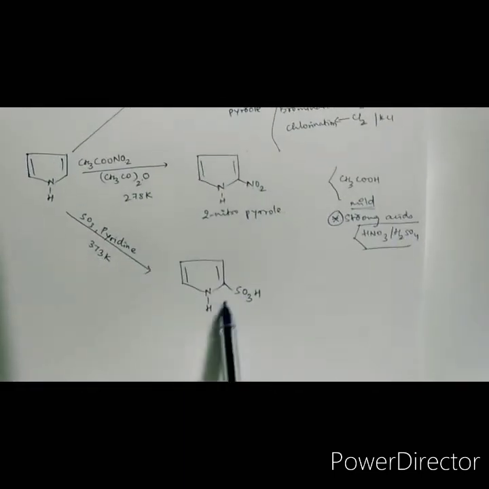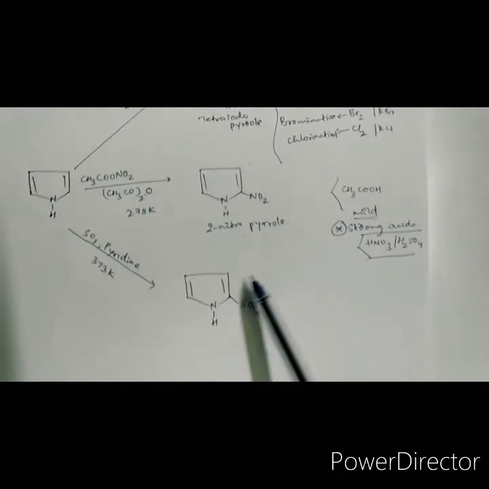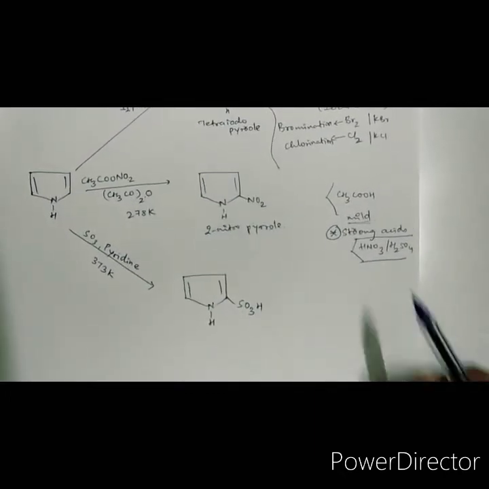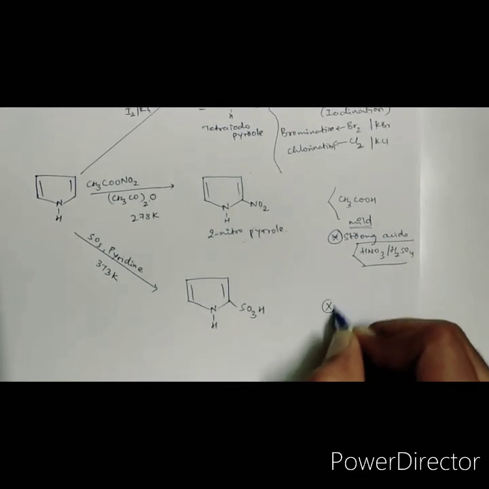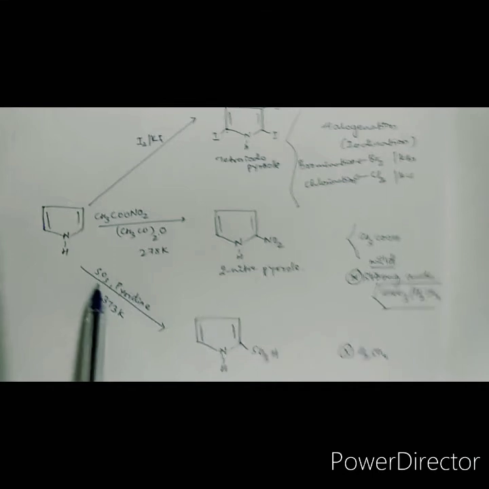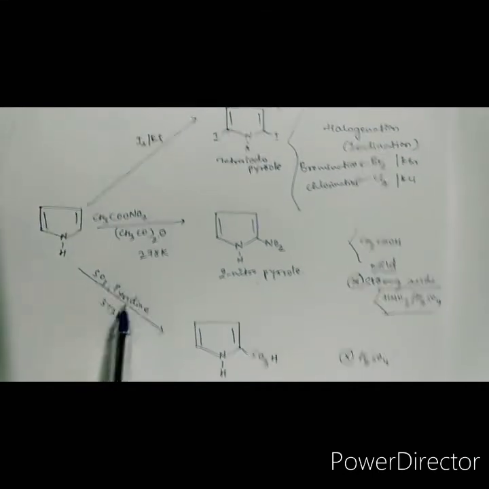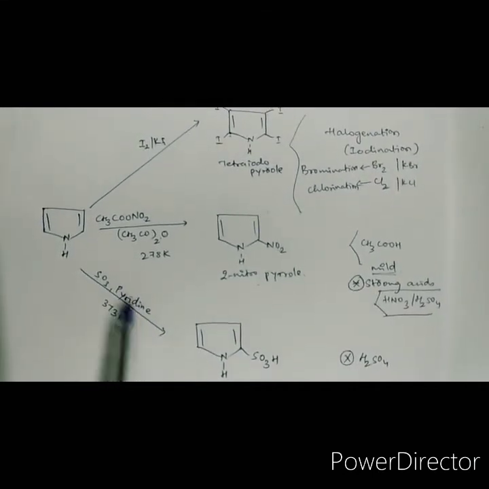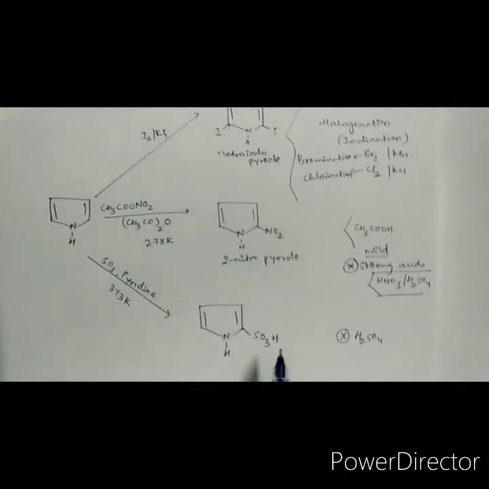So the next reaction is known as sulfonation. So similarly, here also we cannot use strong acids like sulfuric acid for the reaction. Instead, we have to use sulfur trioxide in presence of solvent known as pyridine. So these form milder conditions for sulfonation.